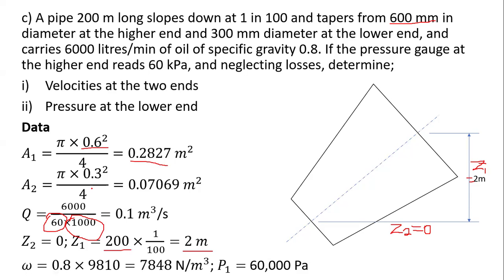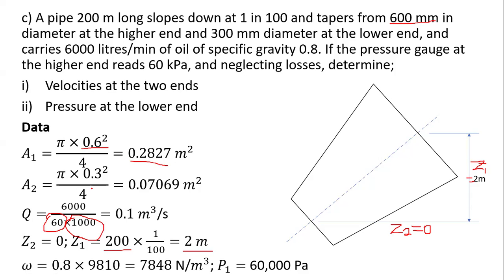Specific weight. We have been given that the specific gravity is 0.8. So to get the specific weight, we invoke the specific weight of pure water, which is 9810, and we multiply by that one, the 0.8. So 0.8 multiplied by 9810, we end up with 7848 newtons per cubic meter.